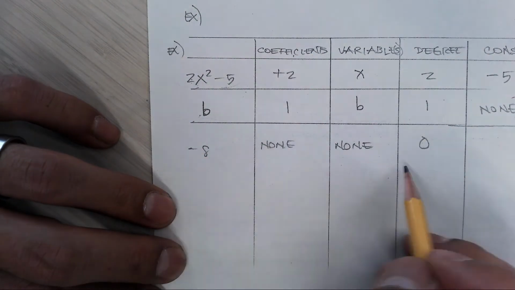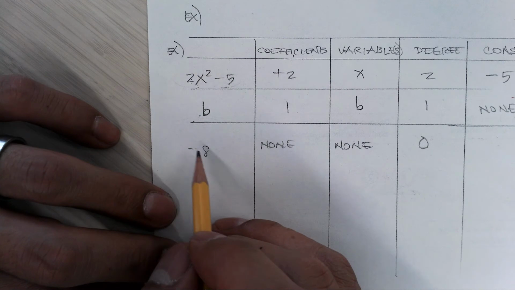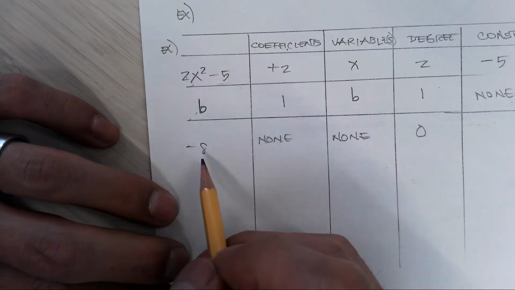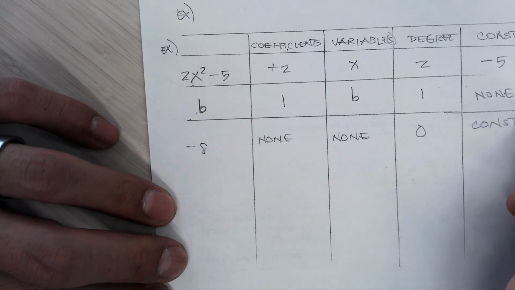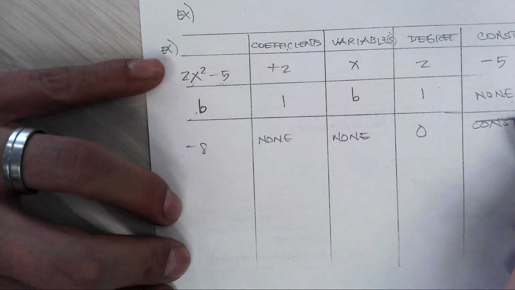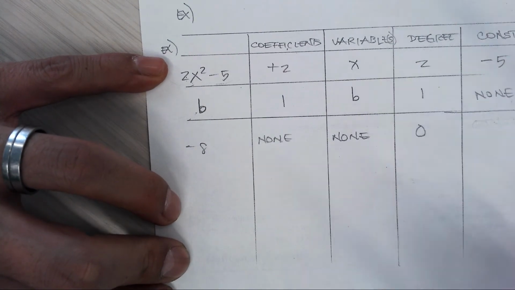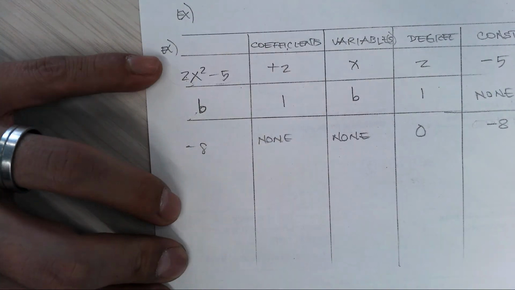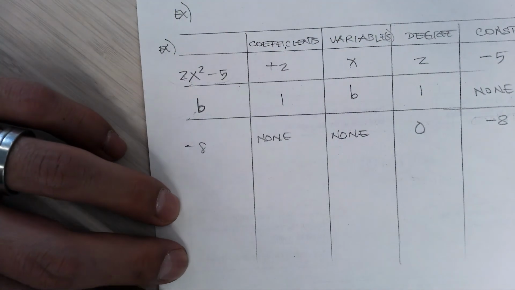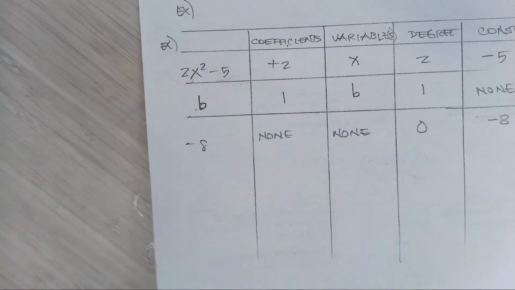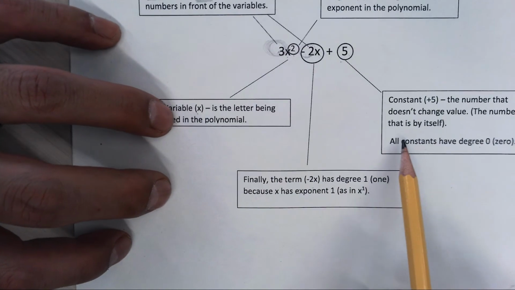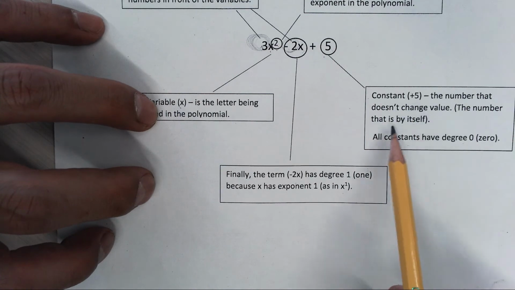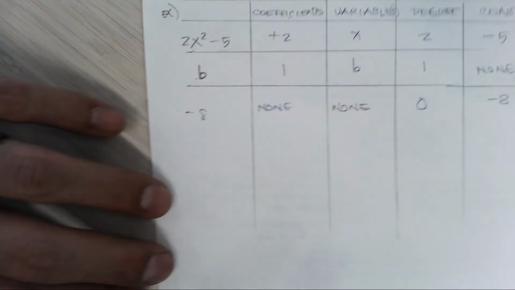Constant, well, guess what? This monomial now goes by another name also. It's a monomial, it's a polynomial, but by itself, it can also be considered a constant, because that's what constants are. The constant is negative 8, because it is a number by itself, so that makes it a constant. According to our definition of constant, these are numbers that don't change value, a number by itself. Well, this negative 8 is by itself, so it is a constant.